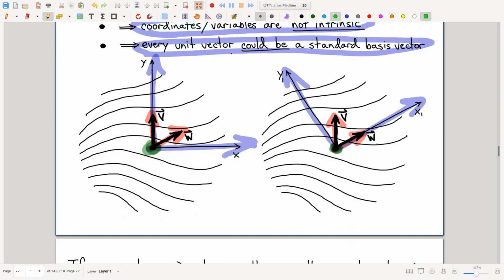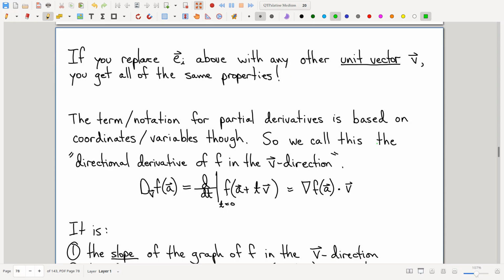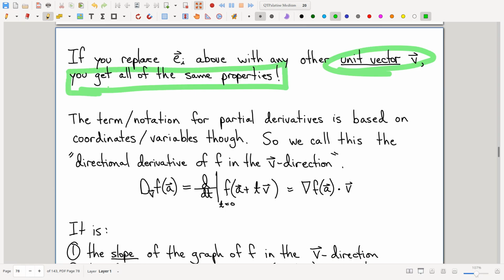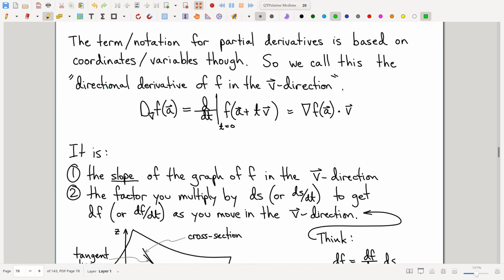And this is a really nice feature. Any unit vector, those four things are all equal. And so now, what are we going to call this?